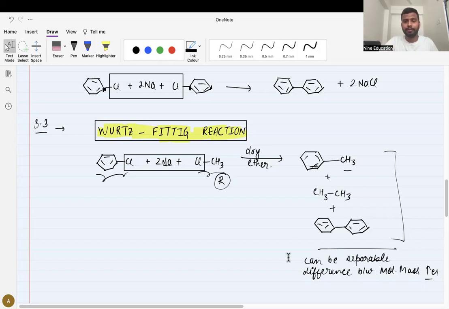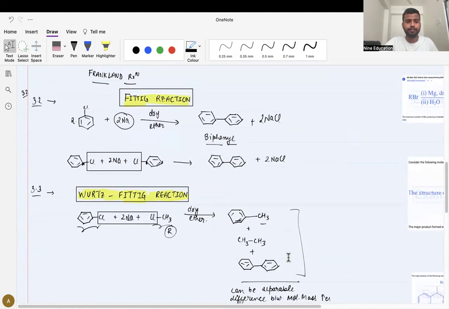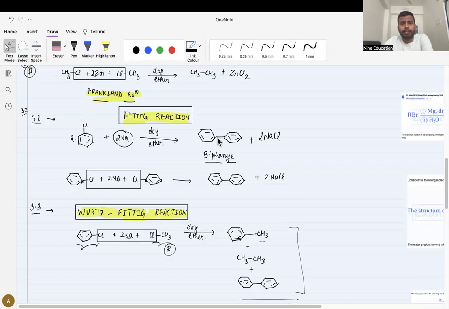Write this beta, 2 minutes I am giving to you. So reaction with metals, you have Wood's reaction, Franklin reaction, Fittig reaction, and Wood's Fittig reaction. Yes beta, one question asked: sir, in Wood's reaction, do the other two products form? Yes beta, all the three products are formed.